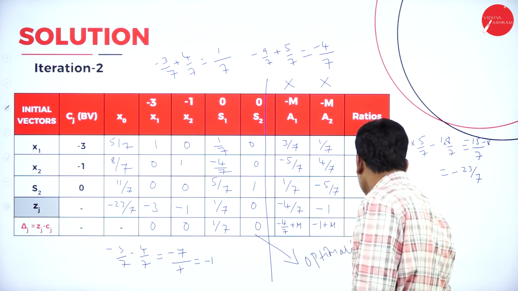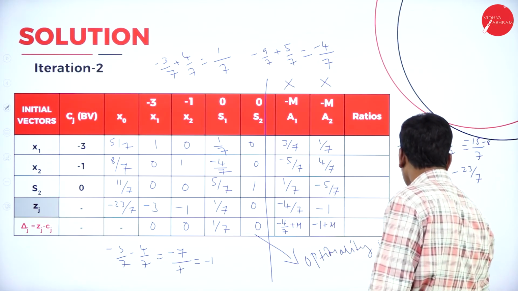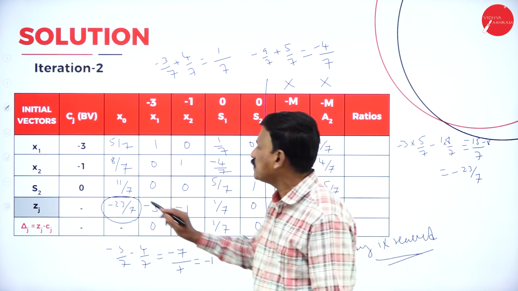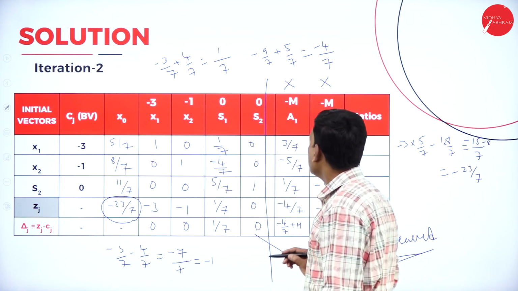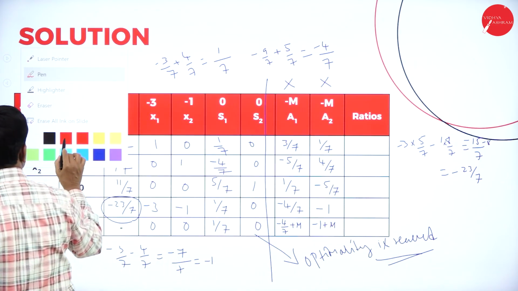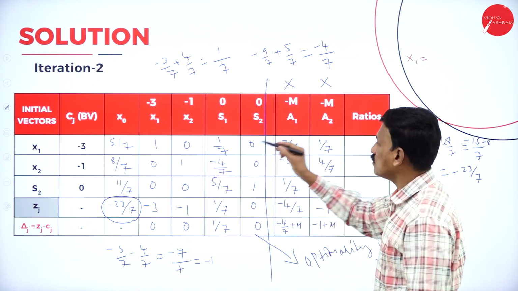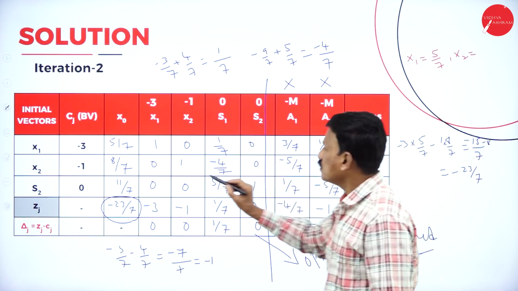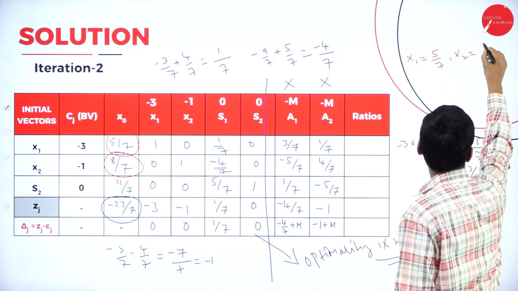Optimality is reached. The optimality is reached, and the maximum value is minus 23 by 7, where x1 is equal to 5 by 7 and x2 is equal to 8 by 7. So therefore I will write here, therefore the values of x1 is equal to 5 by 7, and x2 is equal to 8 by 7.